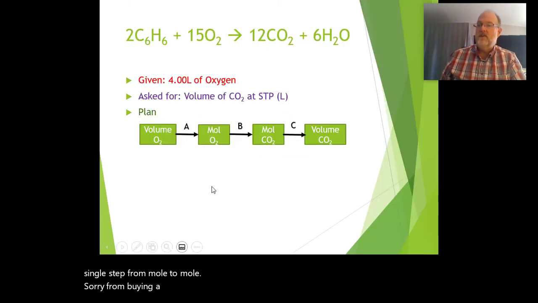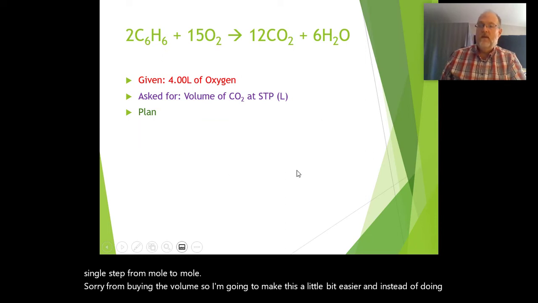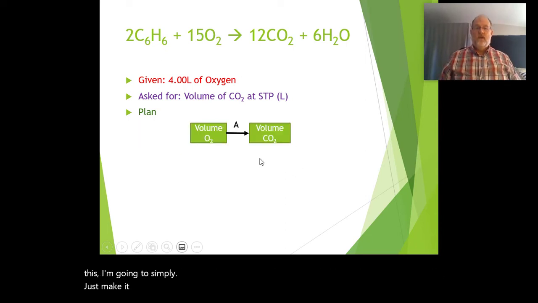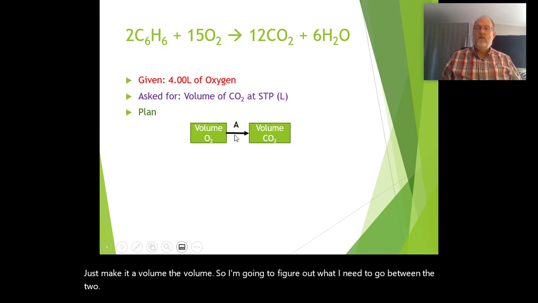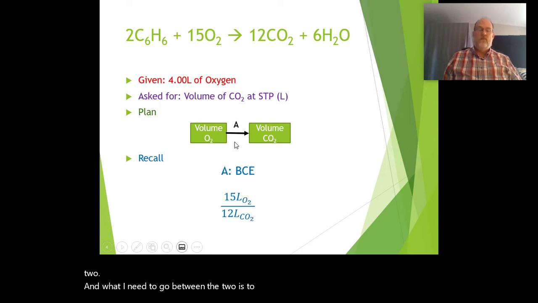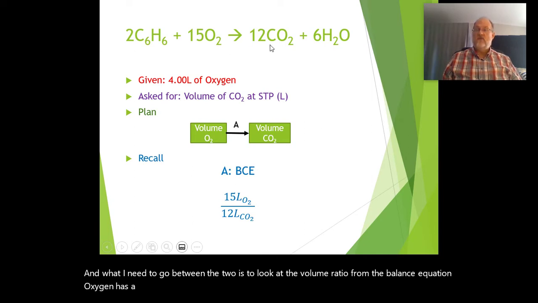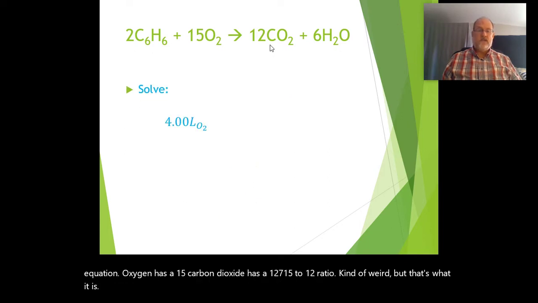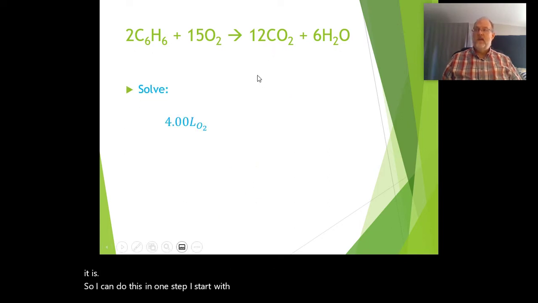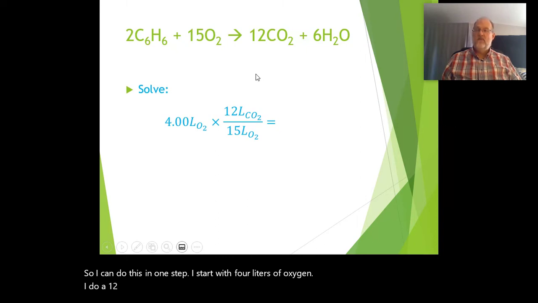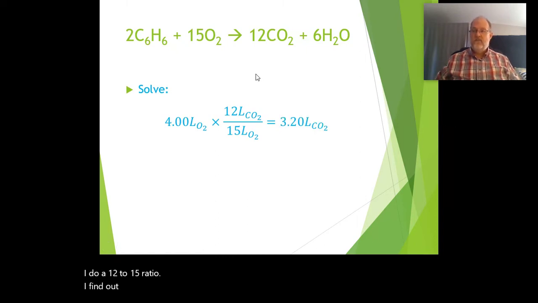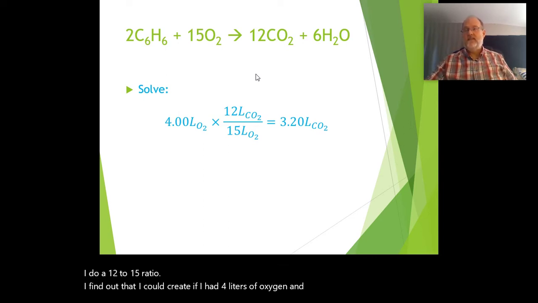So I'm going to make this a little bit easier and simply make it a volume to volume. I'm going to figure out what I need to go between the two, and that is the volume ratio from the balanced equation. Oxygen has a 15, carbon dioxide has a 12, so I have a 15 to 12 ratio. Kind of weird, but that's what it is. So I can do this in one step. I start with 4 liters of oxygen. I do a 12 to 15 ratio.